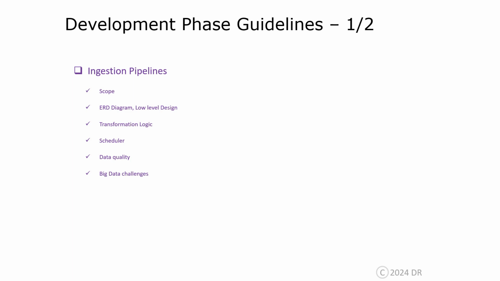Then the next thing is your scheduler, right? You have to see how your pipeline will be triggered on a daily basis. You may have a Control-M job or a cloud function, whatever it is. So you have to see how that flow happens every day, right?